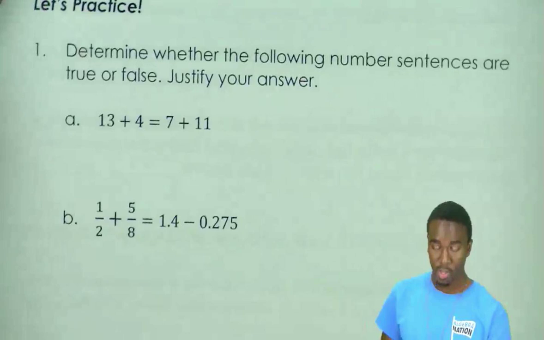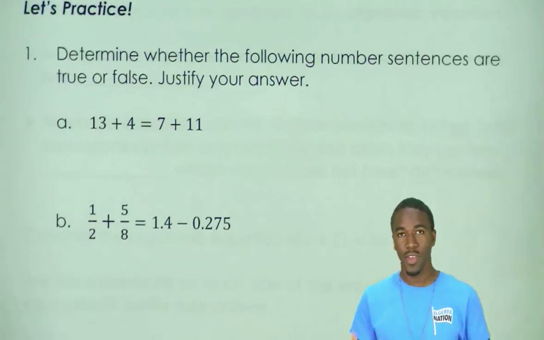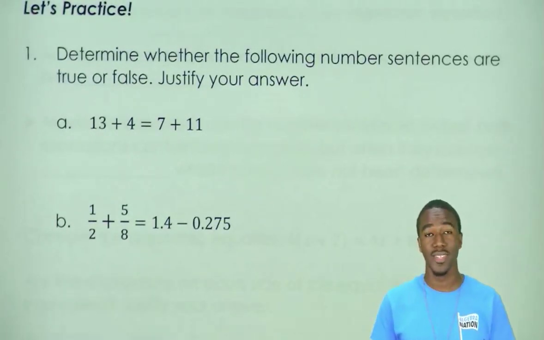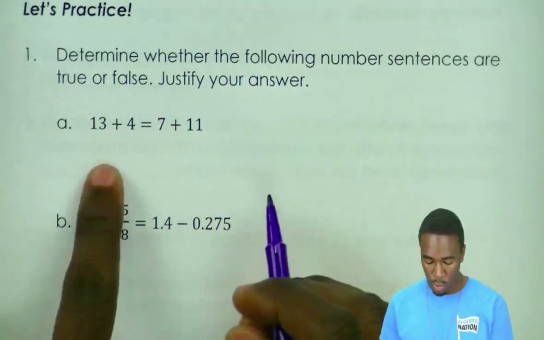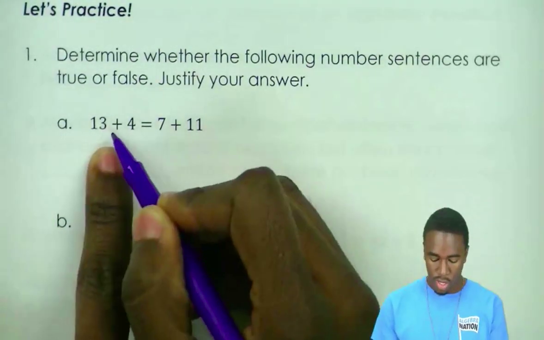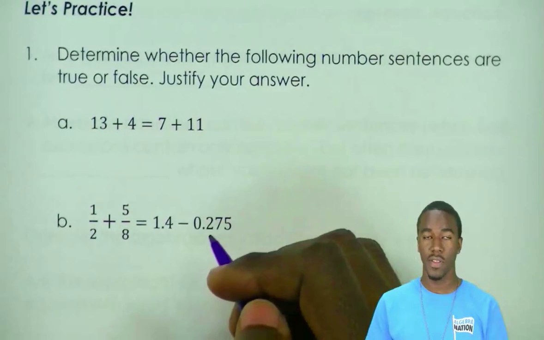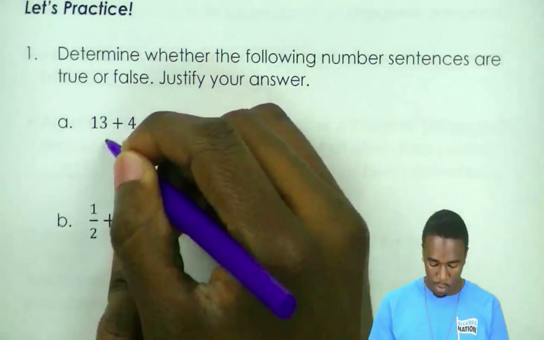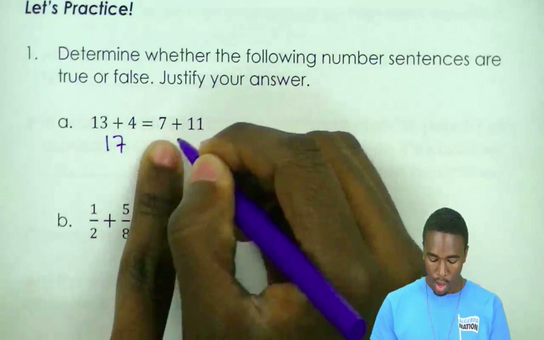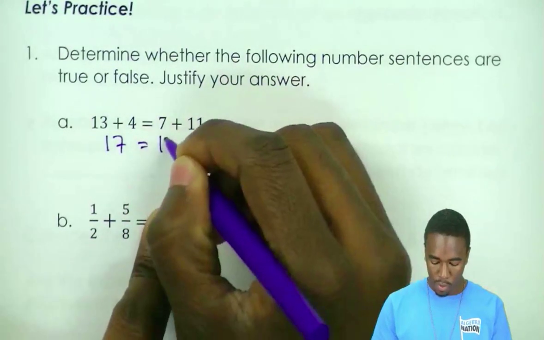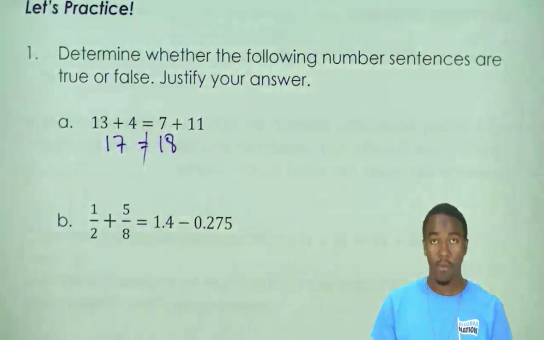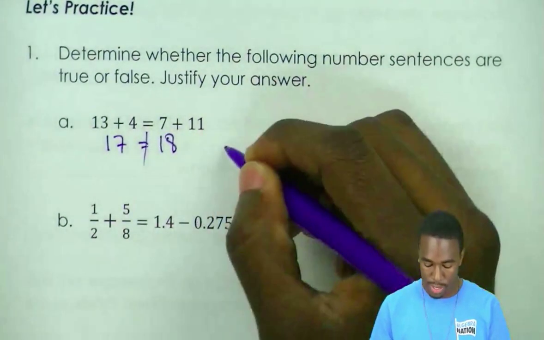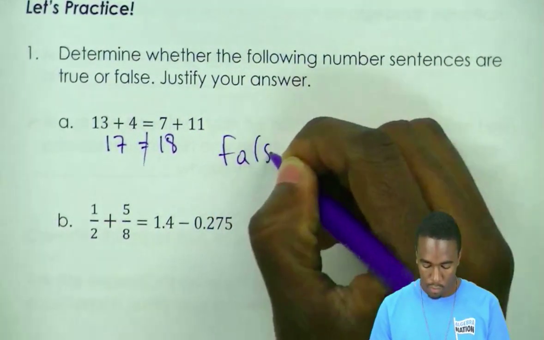Cool. So what we're going to do is some practice. See if you can determine which of the following sentences are true or false. Justify your answer. Let's go to this first one. 13 plus 4 is equal to 7 plus 11. Well, let's see. 13 plus 4 would be equal to 17, whereas 7 plus 11 would be equal to 18. Is this going to be true? Nope. That one is false. 17 is not equal to 18, so the first one is false.